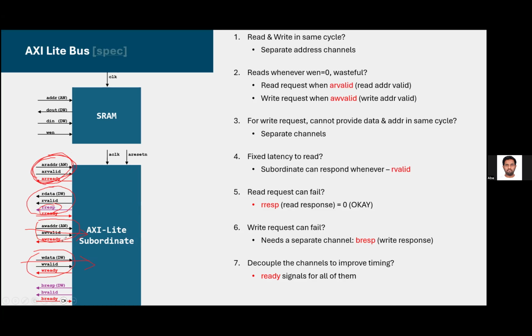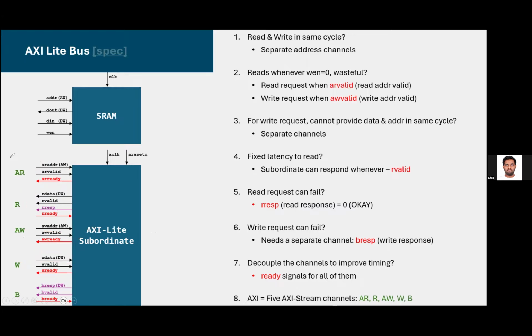Similarly, it's the same for this, and the same for this and all. That way, you have the ready signal as well, to get some back pressure. All right. So now all of this together forms the 5 channels of AXI. Let me clear the drawings.